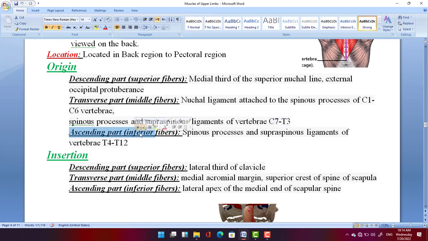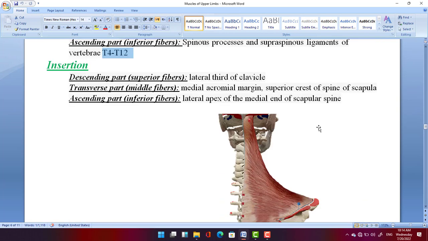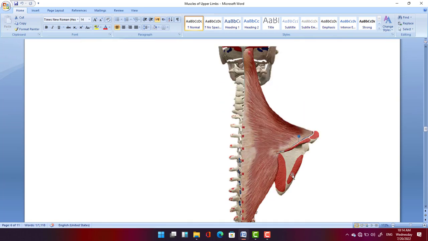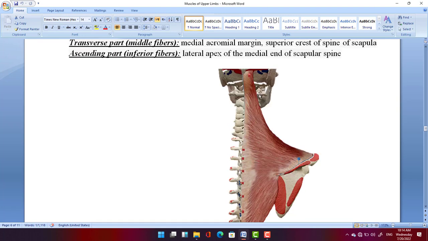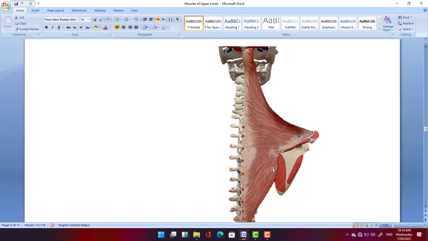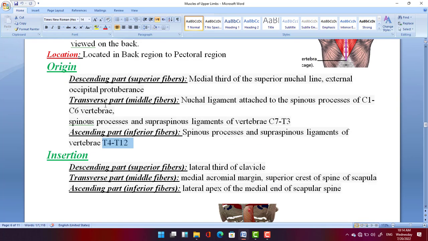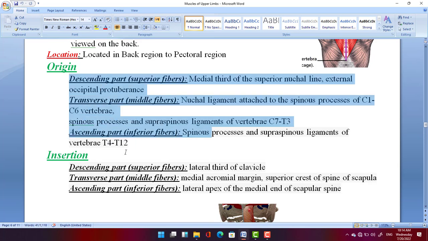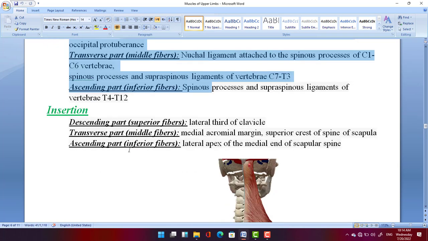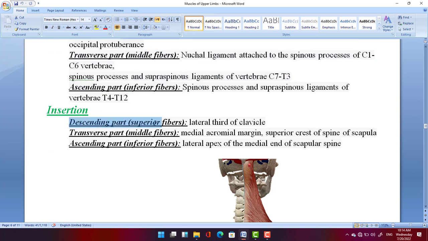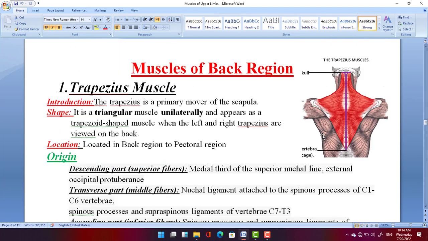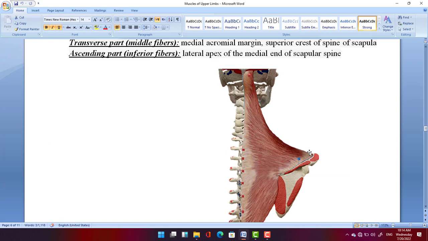Now the ascending part or inferior fibers take their origin from the spinous process and supraspinous ligament of T4 to T12. You can see here, this is also showing the origin of this muscle. So the superior fibers are coming down, these are transverse fibers, and these are the inferior fibers. These were the origins of this muscle. Now what about the insertion of this muscle? The descending part or superior fibers insert into the lateral third of the clavicle bone.